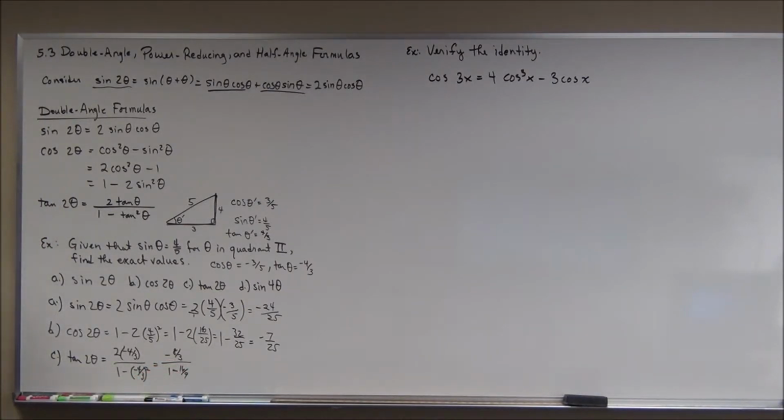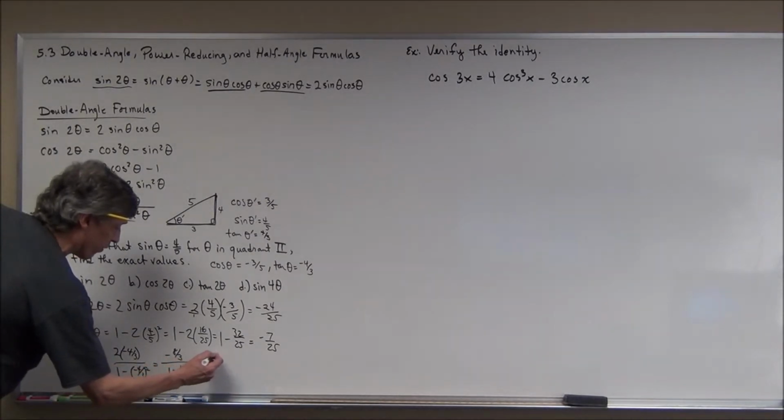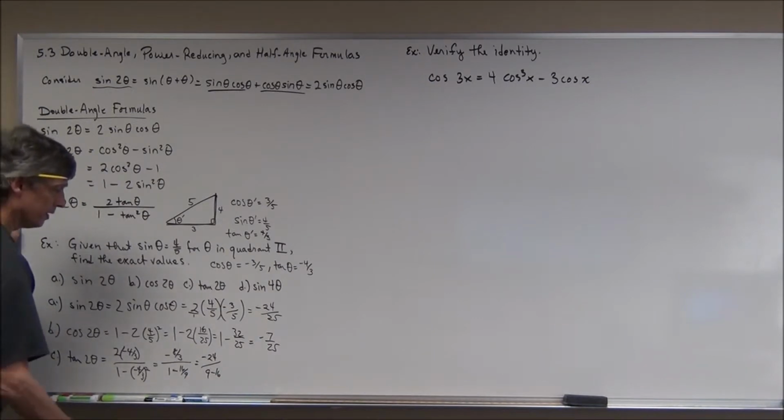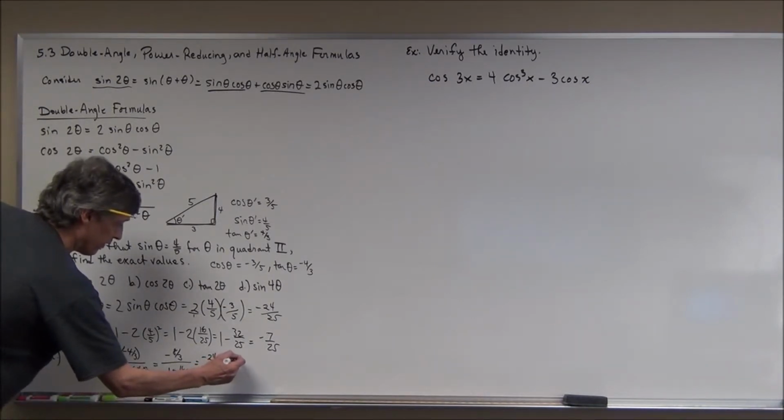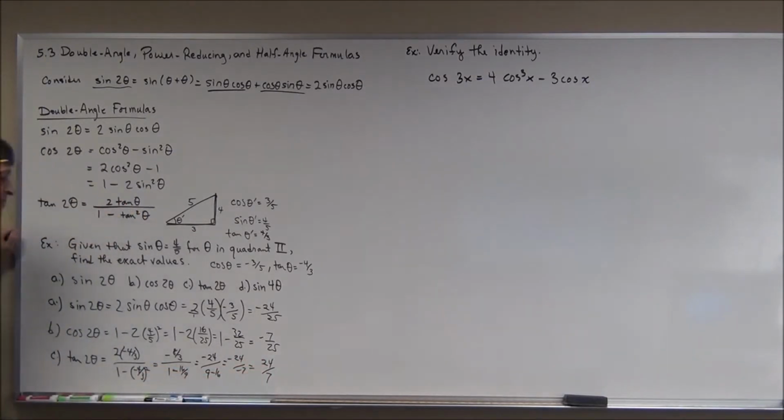If I multiply top and bottom by 9, the least common denominator, I get negative 24 on top. I get 9 minus 16 on the bottom. Well, let's see, that'd be negative 24 over negative 7, that'd be 24/7. And that would be the tangent of 2 theta.